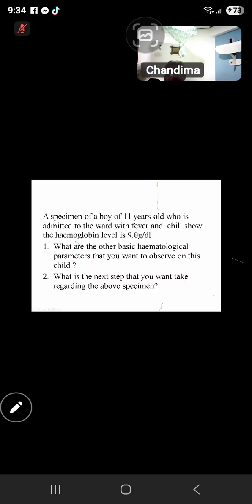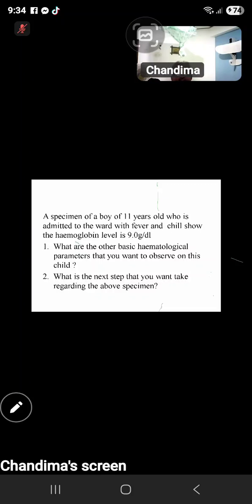Hemoglobin, you want to know the RBC count, PCV, MCV, MCH, MCHC and the RDW. But do not stop at that. Write about the other parameters, not only the red cell indices: in the full blood count you have to observe the WBC count and the platelet count.